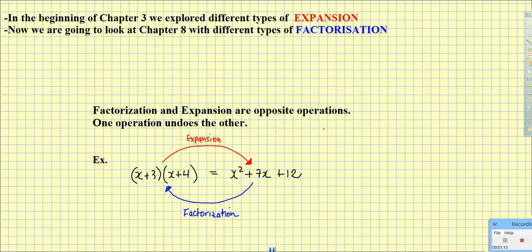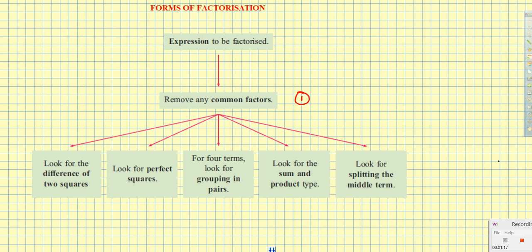Now, how we go about doing that is going to differ as we're going through the chapter. There are many different methods to use, and the first method we're going to be using is going to be removing common factors. And if you look at the table that we have here, we can see that there are many different ways of factorizing, which goes from looking for difference of squares, perfect squares, grouping in pairs, sum and product, and splitting the middle term. There are other ways of doing it as well, but we'll look at those a little bit later on.